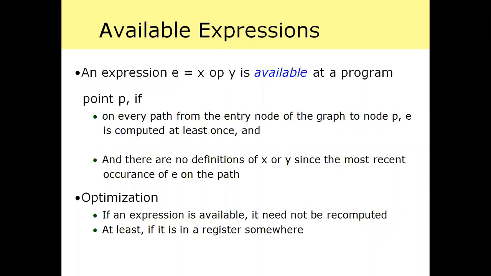See here what the available expression is. The expression is denoted by the letter E, E is equal to x op y. It is available at a program point P if and only if some conditions are satisfied. When the conditions are satisfied, only then is the expression available, right?